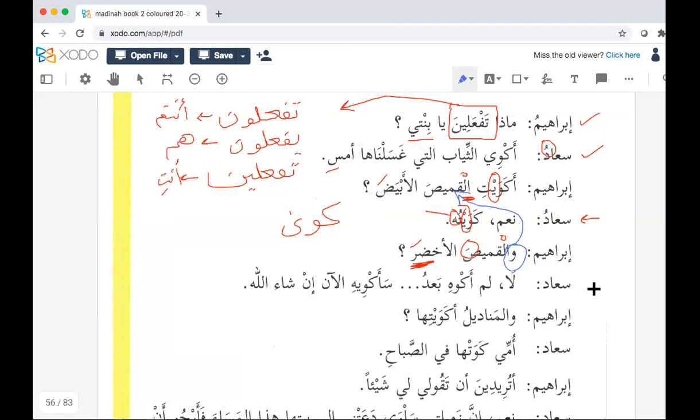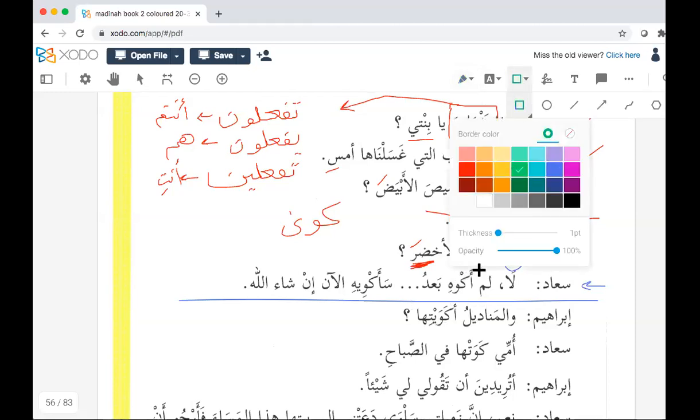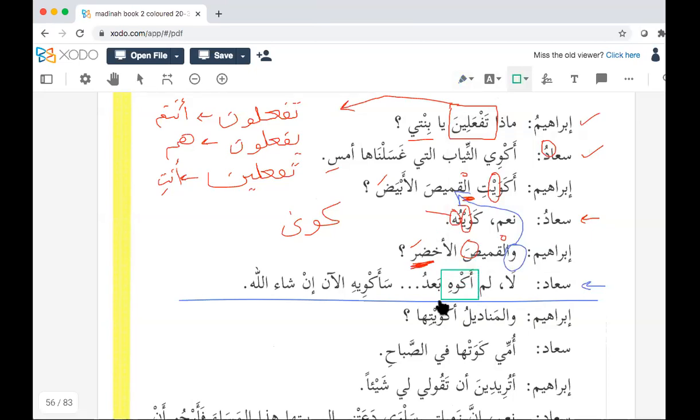Now the fun bit starts. We just take it and then we'll break, inshallah. تفضل. لا لم أكويه بعد. سأكويه الآن إن شاء الله. This is really nice. This is the fun part. Look at this. Lam akwihi. Why? So basically, kawa, that's the fi'l madi. Yakwi, akwi, nakwi, takwi. So it's over here, akwi.